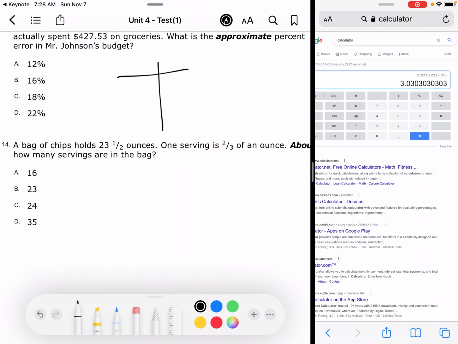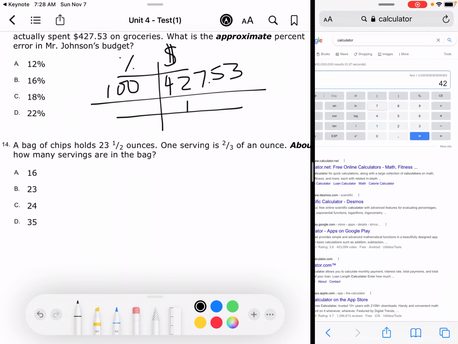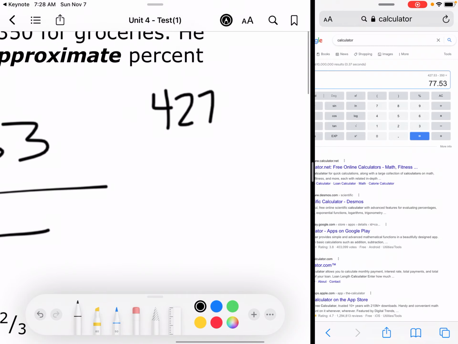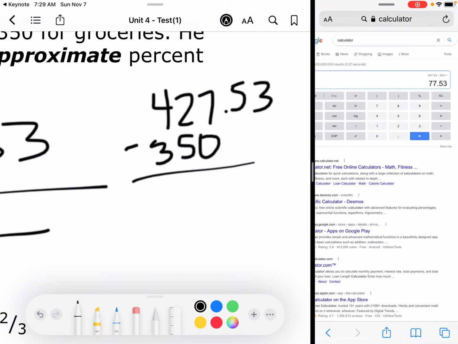So I know I have my percent and I have my money. $427.53. That's 100. I know that he was off by 427.53 minus 350. He was off by $77.53. So you take your total, you subtract off the amount you estimated, and you got $77.53.